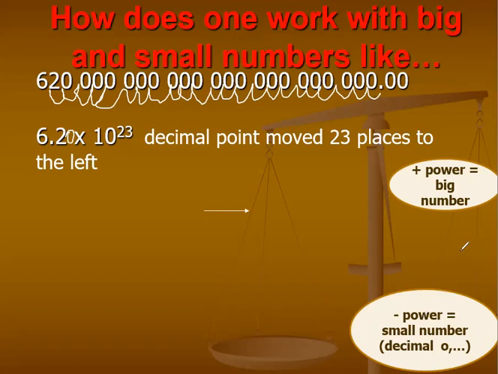We simply shift the decimal to the left, and we count how many times we shifted the decimal point to the left. That's going to become our exponent on the number 10.